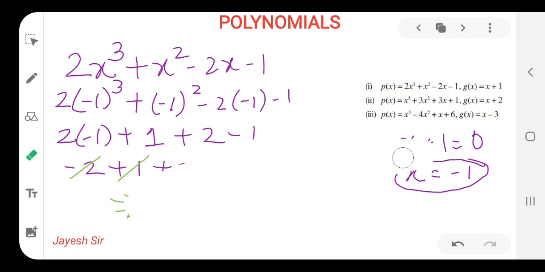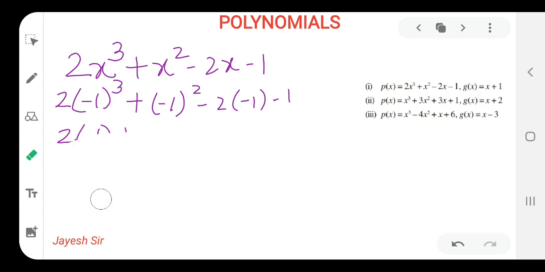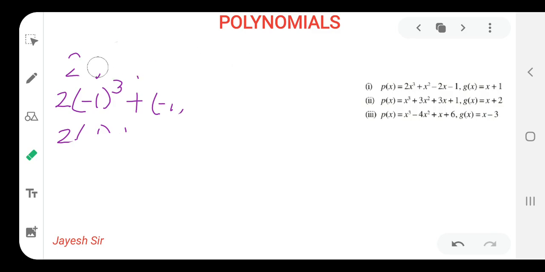So let's solve the second sum. If you understood, pause the video and try to solve on your own, friends. I am solving for you over here, but pause the video and try to solve on your own, friends.